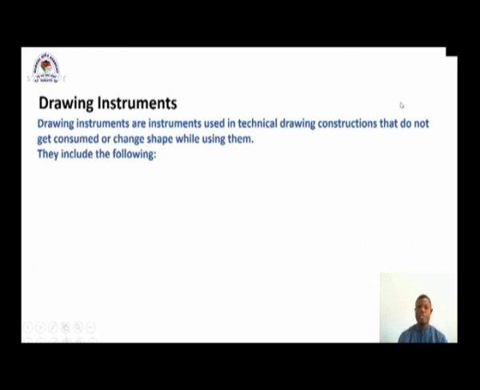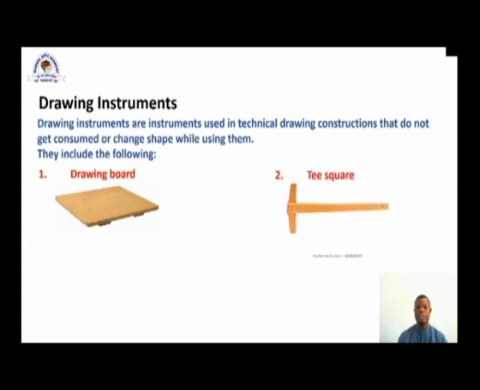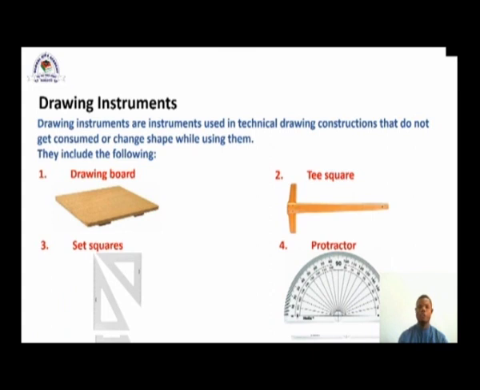Drawing instruments are instruments used in technical drawing construction that do not get consumed or change shape while using them. They include the following: the drawing board, the T-square, the set squares, the protractor, the French curve, pair of compass, the divider, among others. Now take a look at the drawing board.